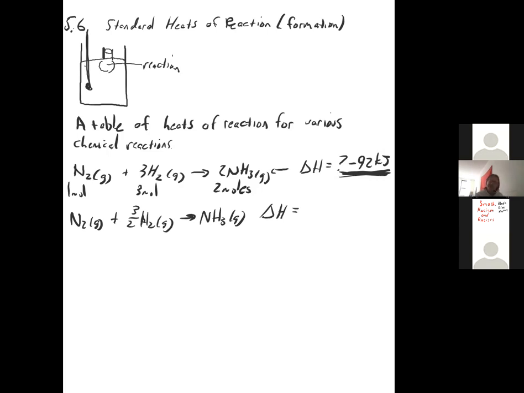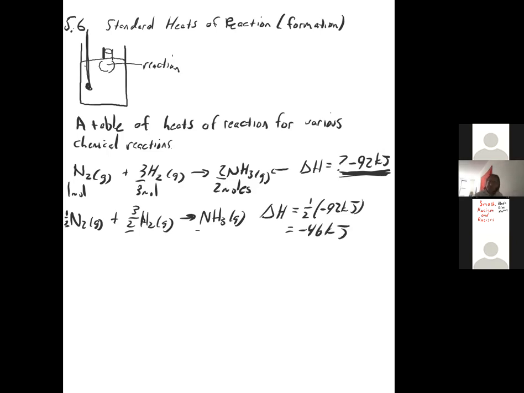I took 1, turned it into a half. I took 3, turned it into 3 halves. I took 2 and turned it into 1. So I multiplied it by half. So that means we would multiply negative 92 by half, and you get negative 46.